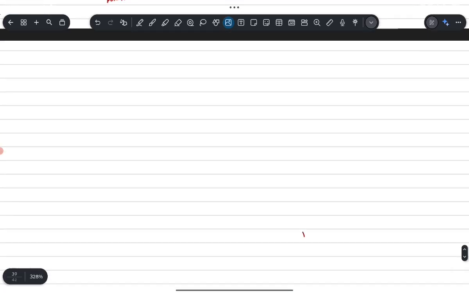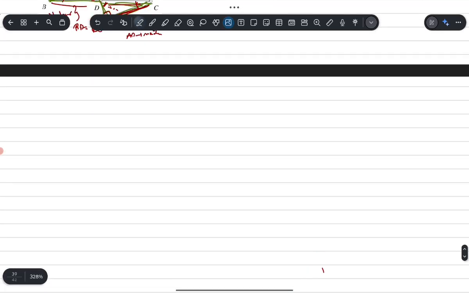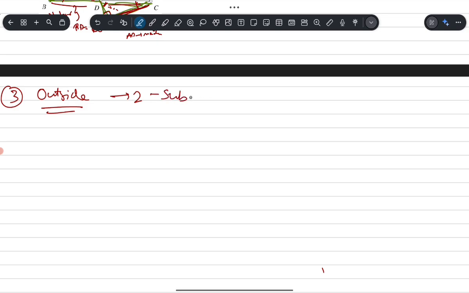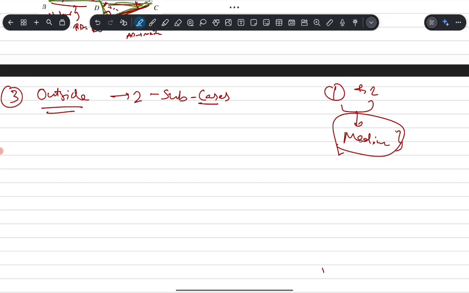Okay. So for the outside one, case 3, the outside. For this case, we'll have two subcases because two things are possible. Remember, for the first case and the second case, all we have got is the points need to be on the median of the triangle. So we're concluding this to be the locus for now, for the first and the second case. Yes?